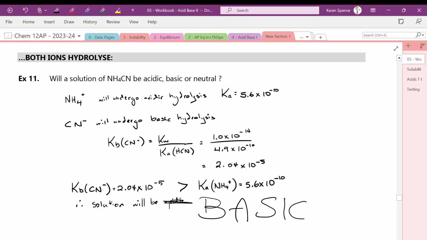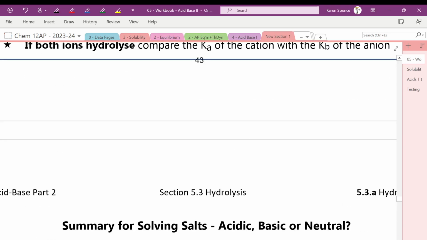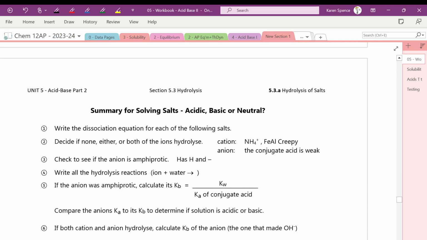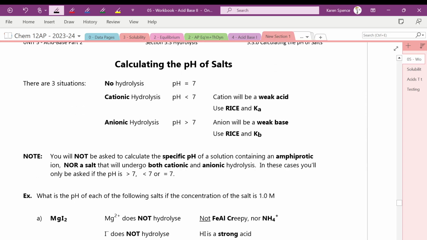Do you see how we're reviewing KB stuff though? And that review for KB will be good for your quiz on KB on Tuesday. And guess what? Let's go calculate on our next page, on page 45.